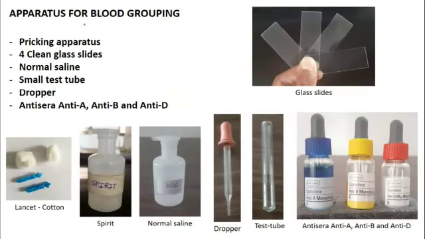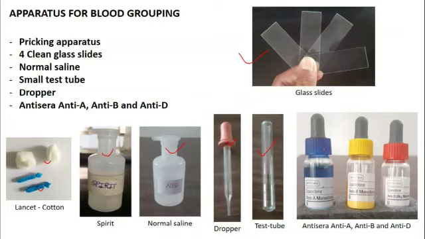Apparatus for blood grouping. Pricking apparatus, which includes the spirit, lancet and cotton. You need 4 clean glass slides, normal saline, a small test tube, a dropper, and anti-sera preparations anti-A, anti-B and anti-D. These are the artificially available anti-sera preparations.